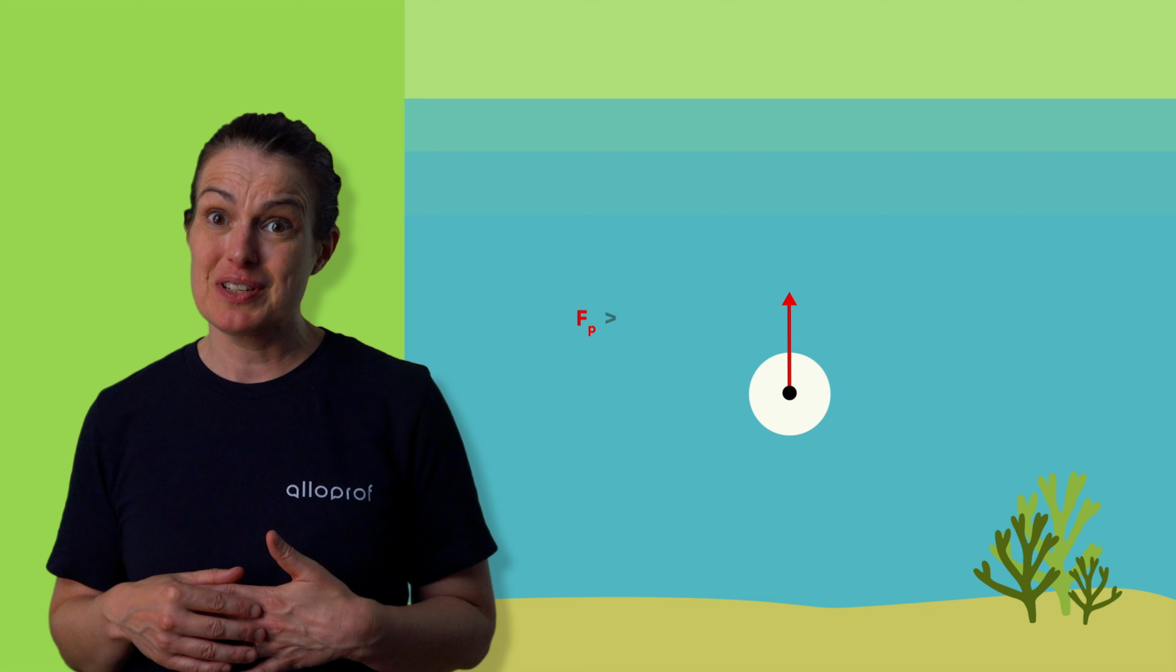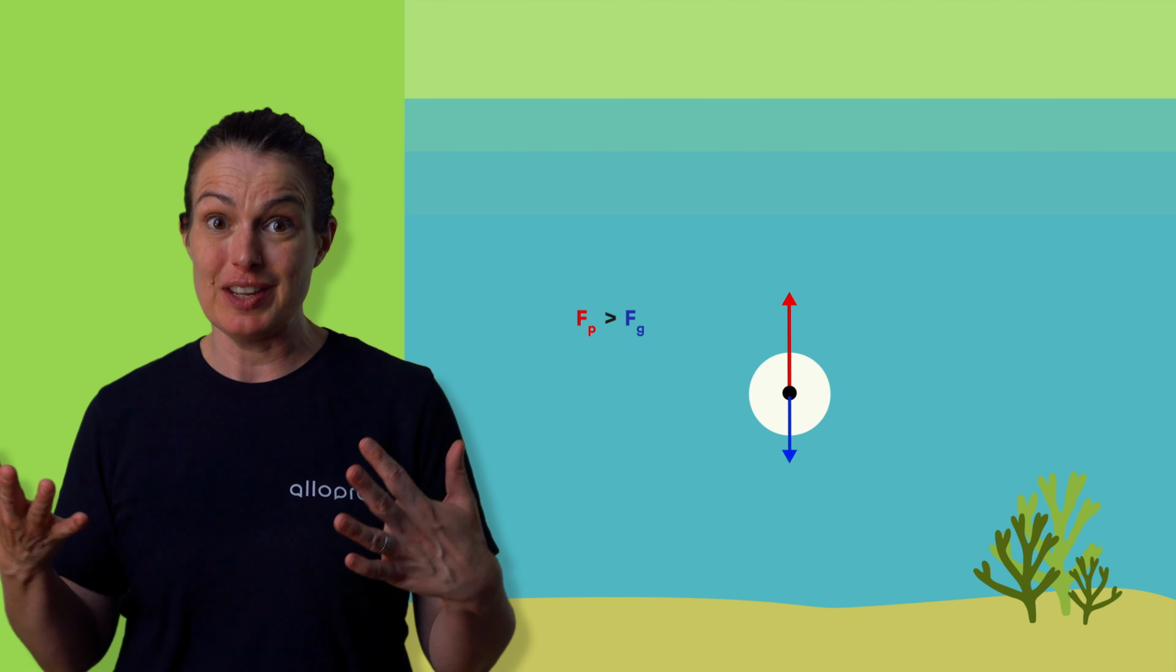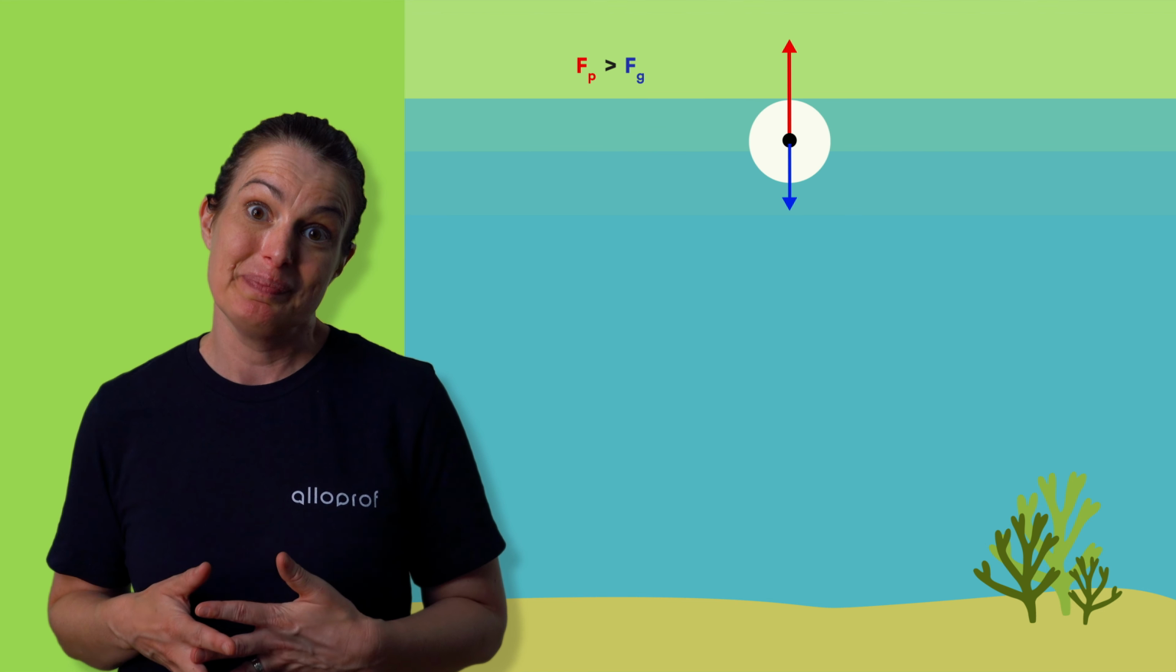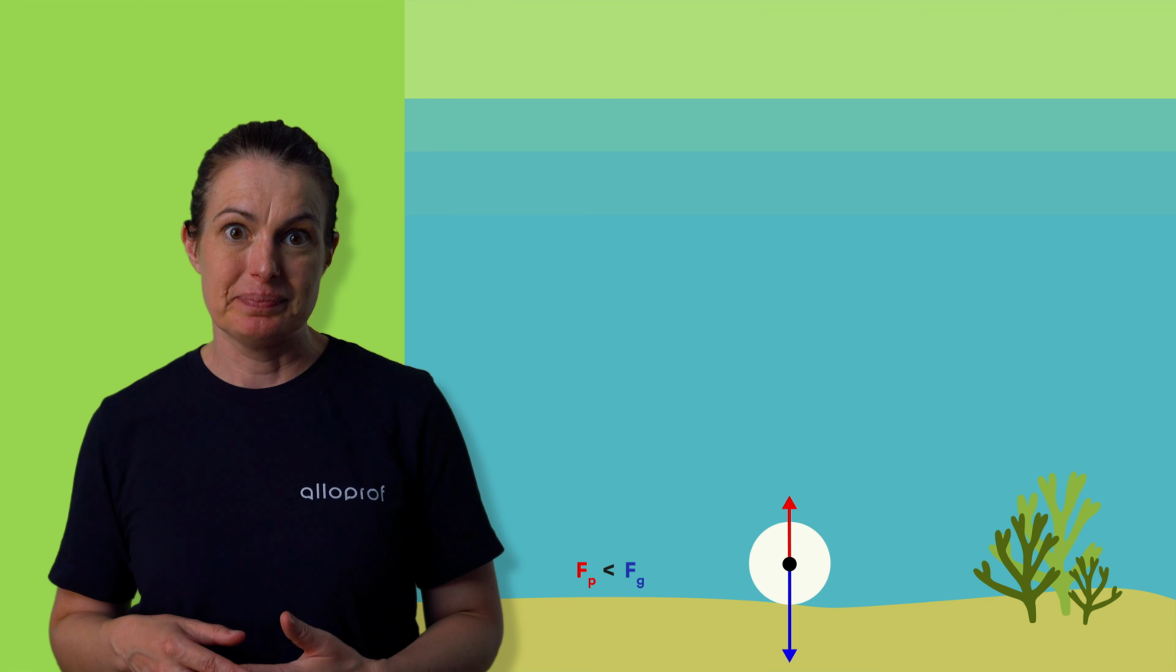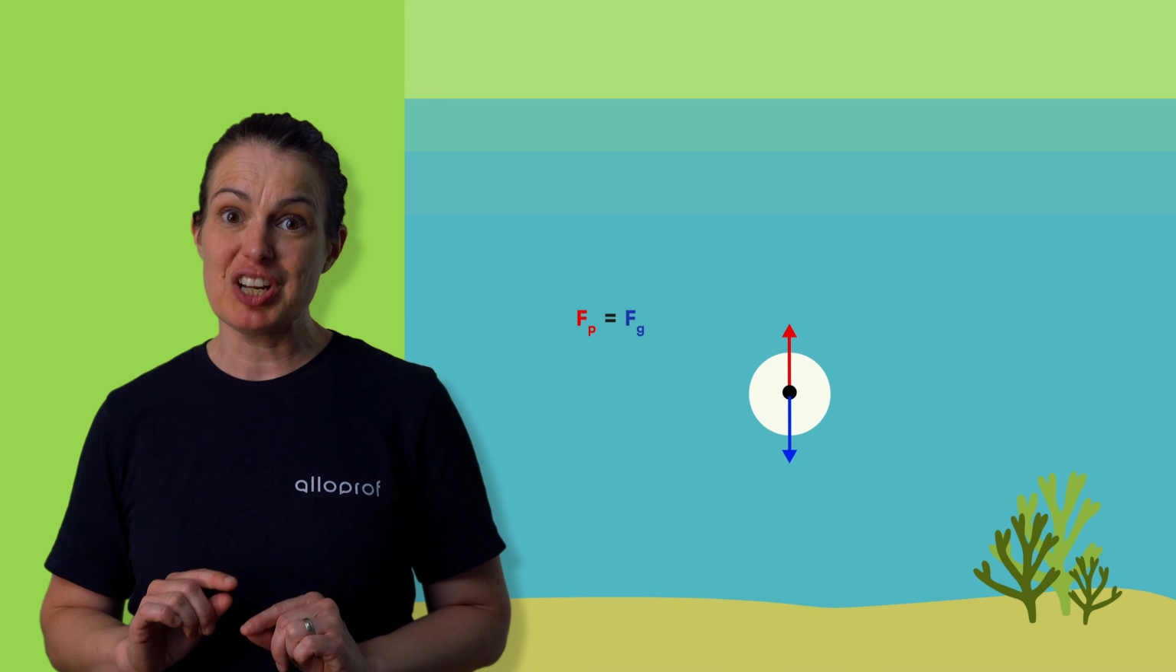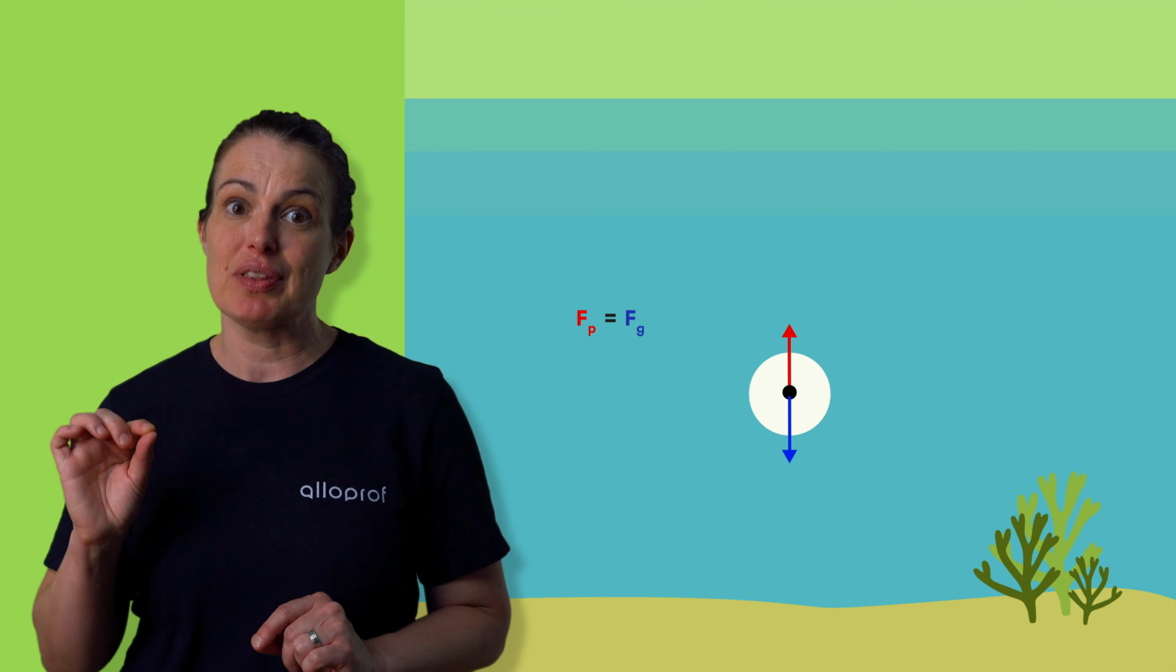If the buoyant force of the fluid is greater than the weight of the object, the object floats. If the buoyant force of the fluid is less than the weight of the object, the object sinks. Finally, if the buoyant force of the fluid is equal to the weight of the object, the object maintains its depth in the fluid.